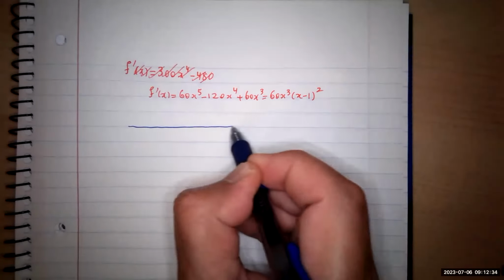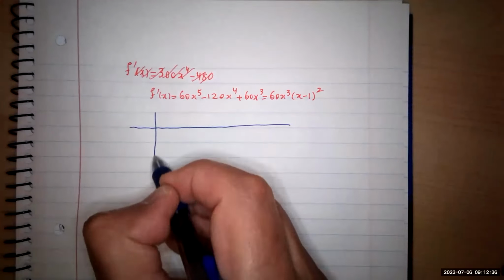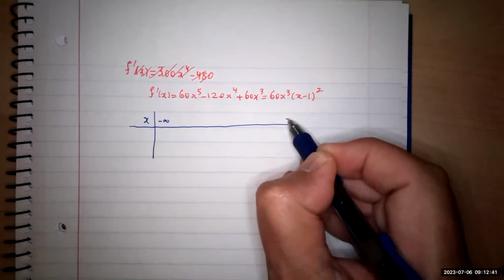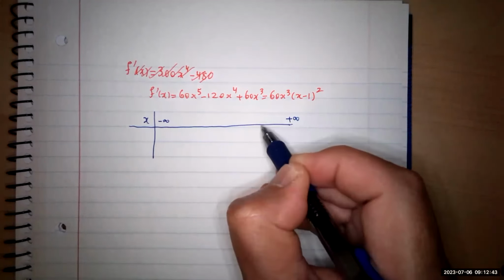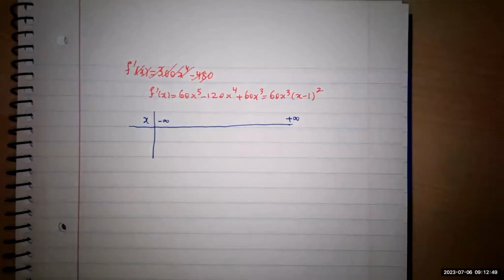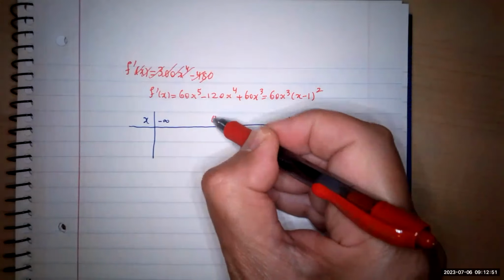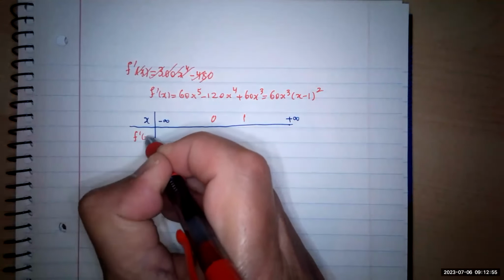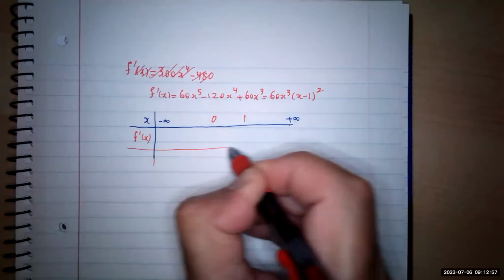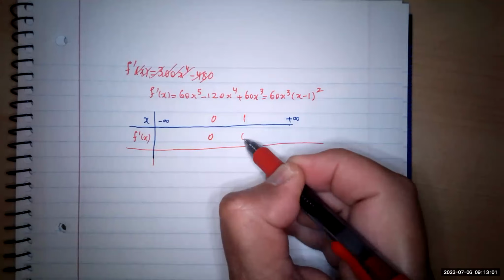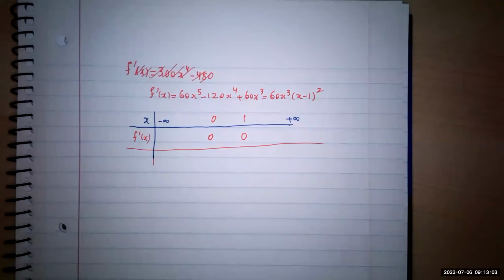So we need a chart. The chart for the f prime starts with the x from negative infinity to positive infinity. You have to put the critical values here. The critical values were 0 and 1. So we get the 0 and 1. We need to check the sign of the f prime around these critical values. At 0, the f prime is 0.